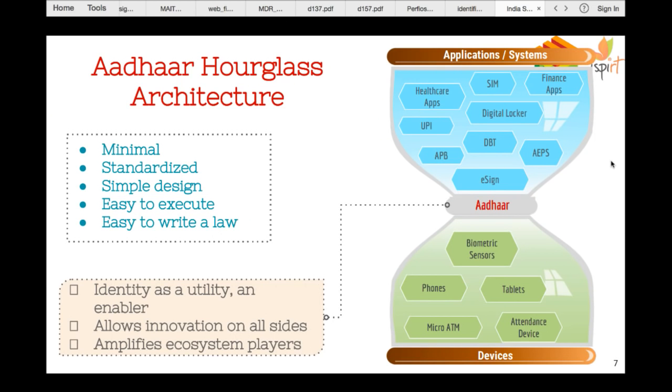Now, one of the things we believe is very important to some of these APIs is what we call the hourglass architecture. The hourglass is a figure with a thin, narrow waist, which doesn't change very often. And then you have layered innovation on both sides. Every innovation on one side adds to more innovation on the other.